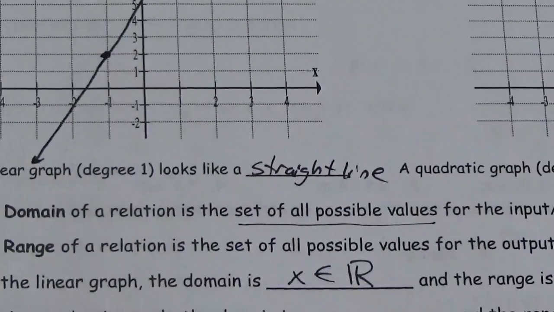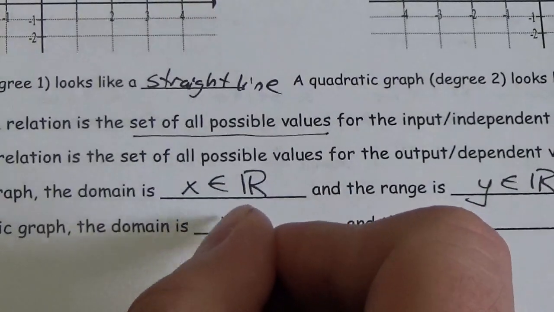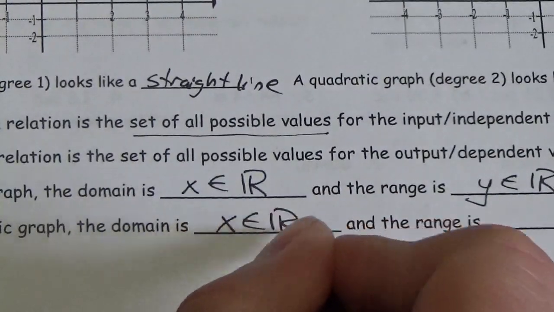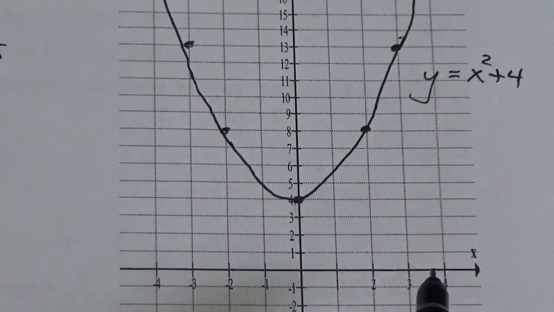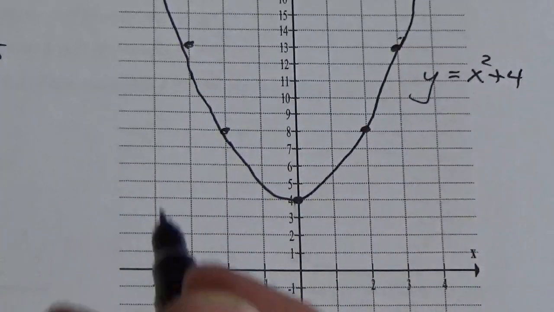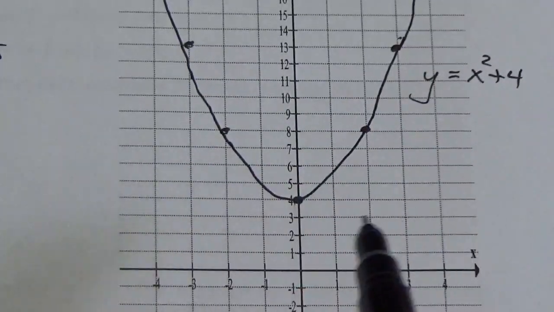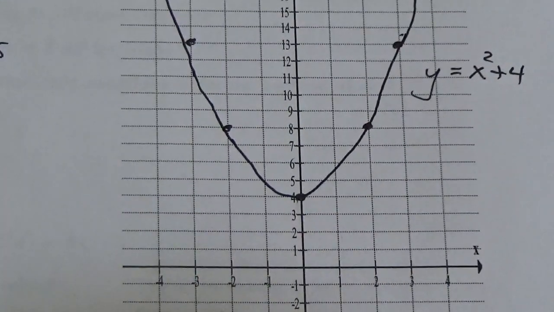Okay, so let's zoom in again. For the quadratic graph, the domain is just the same. It's all reals. If I go left and right along my x-axis here, there will always be a part of this graph that is either above it or below it. In this case, there's always going to be a part of this graph that is above the x-axis, no matter how far I go to the left and right.